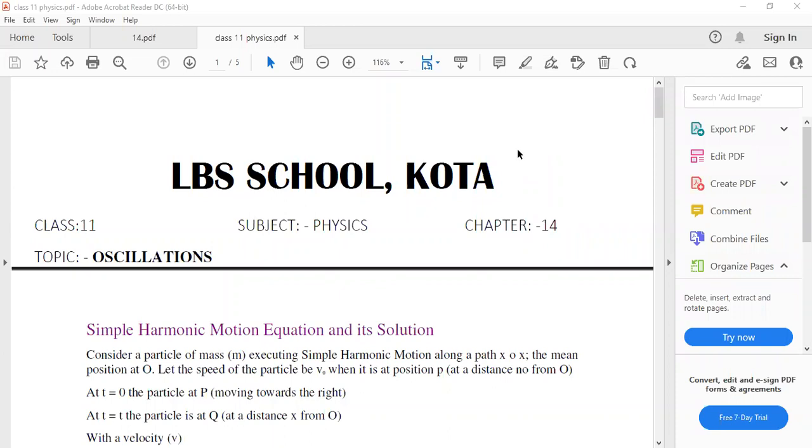Very good morning, students. So today we will discuss the simple harmonic motion equations and their solution.